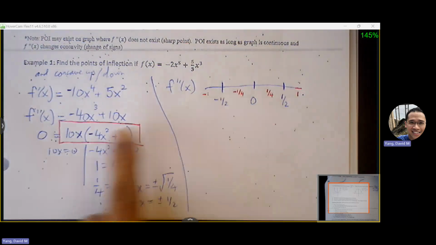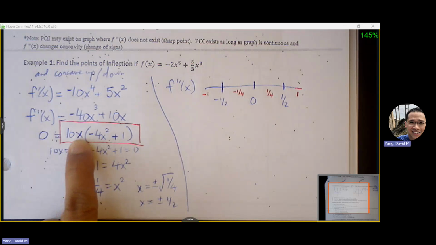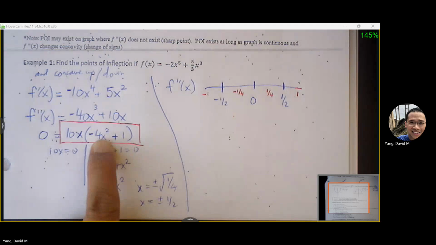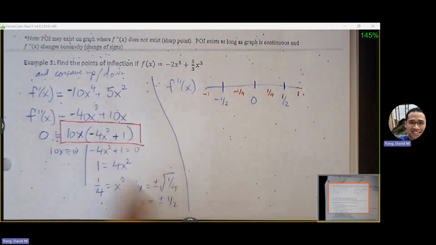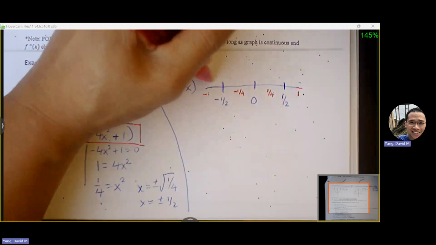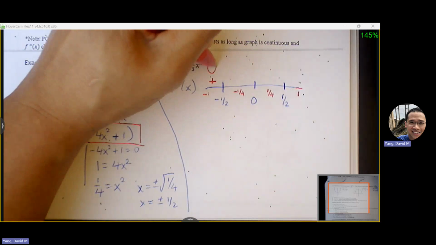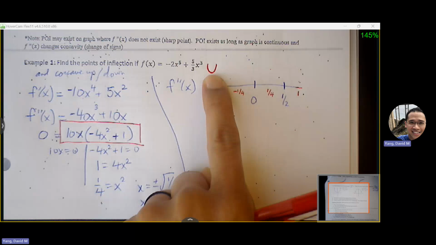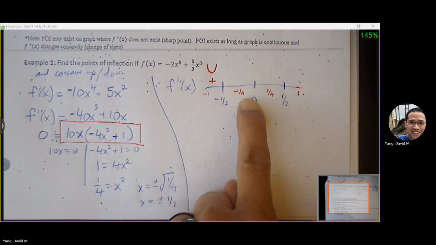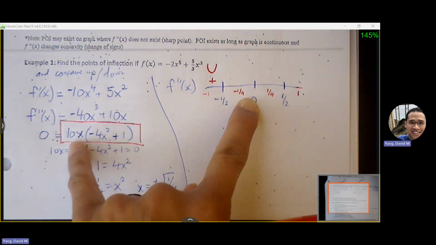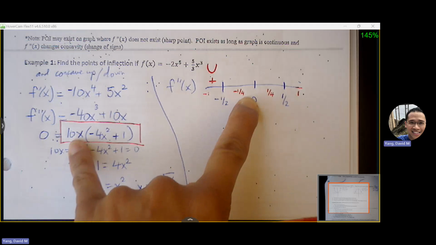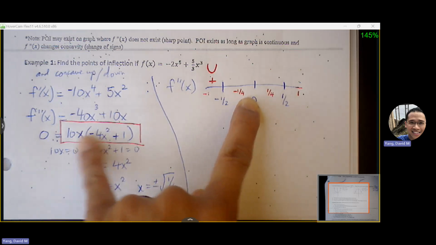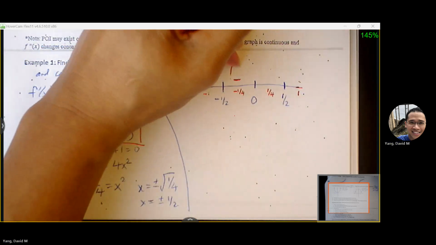So -1 for x, -1, that's negative there. -4 plus 1 is negative, so 2 negatives makes positive. So my interval is positive here. I'm going to indicate with a visual connection that the graph is going to resemble concave up in this first interval. If we use our calculators to plug in -1/4, we'll get negative, and this will give me positive. So negative times positive is negative. Concave down.